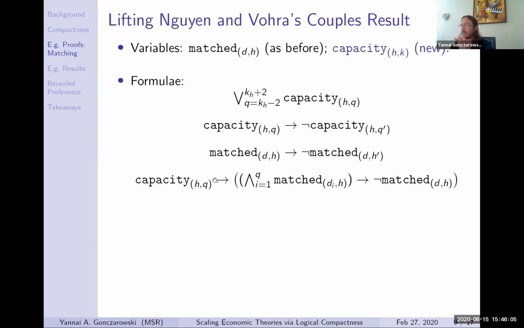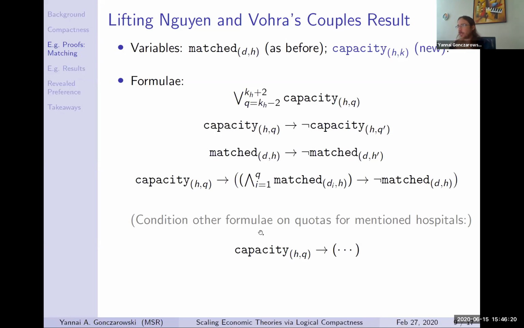We're going to have a slightly tweaked version for the hospital, saying that if the capacity of a hospital is Q, then if it's matched to Q specific doctors, it cannot be matched to another doctor. That's just saying it's not matched to more than Q doctors. And so on and so forth.